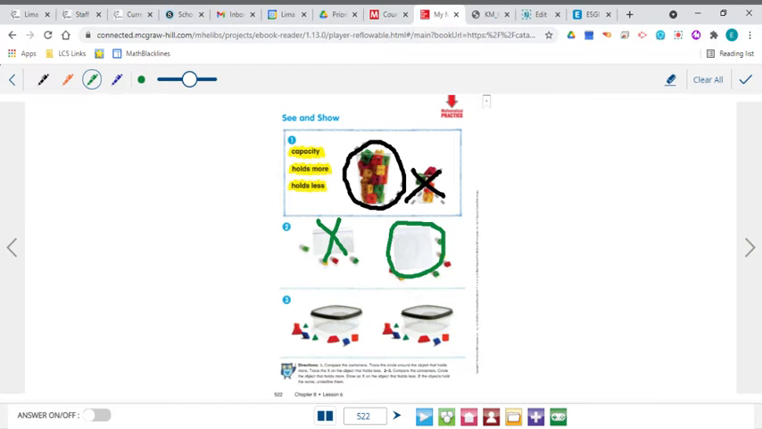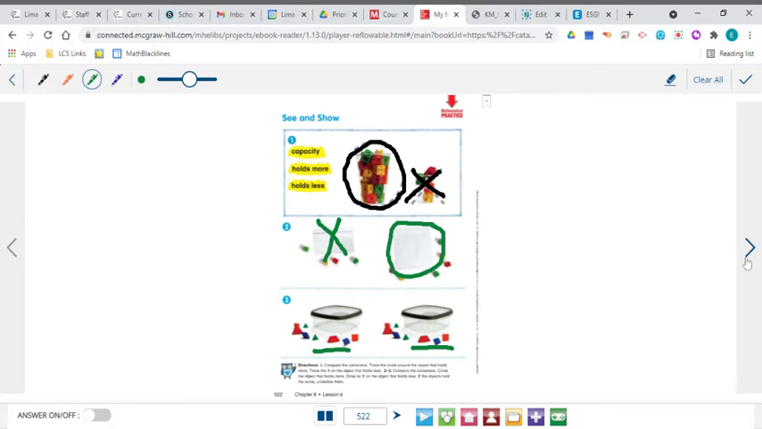All right. So for number 3, take a look. There are two storage containers, right? And they are the same size. So if they are the same size, their capacity would be the same. They would hold the same amount of stuff. All right. So we are going to underline those two containers because they have the same capacity.